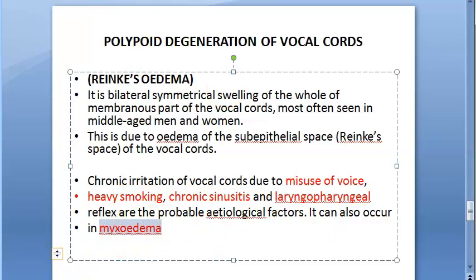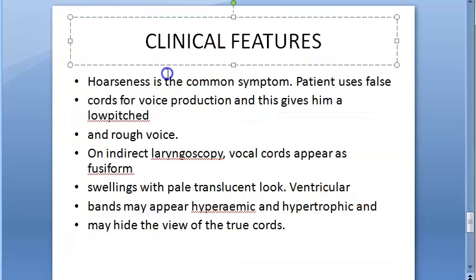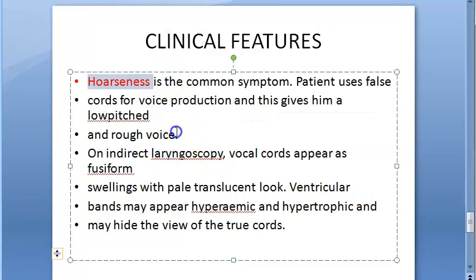Okay. So what will these people come in with? They'll come in with hoarseness of voice. Okay. They will use the false chords for voice production. So you have true chords and false chords, right? So they will start using the false chords for voice production. So they will only get a low-pitched, rough voice.